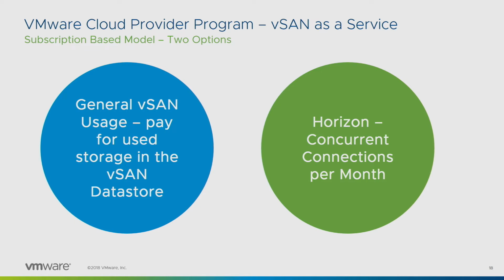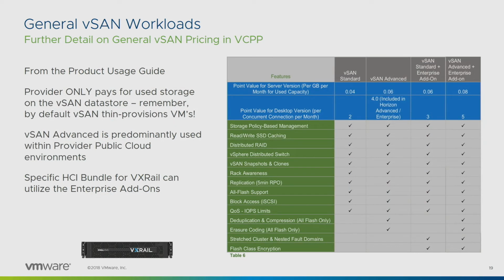So on the Horizon side, we have many customers that use the different Horizon models, standard, advanced, enterprise. This is what I like to call all-you-can-eat vSAN. We charge based off the high watermark of concurrent connections per month, and it doesn't really matter how much vSAN you use on the back end on that. So it's very cost effective, and it gives a nice track record on exactly what we are using within the program. And our largest enterprise customers, by the way, all started on the Horizon side. So it proves out the use case really nicely.